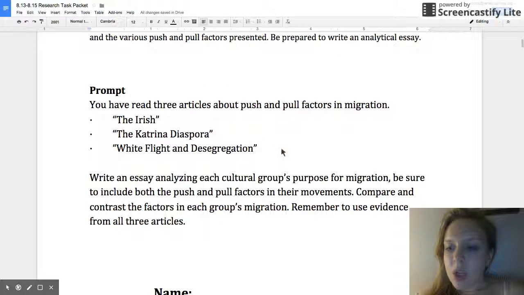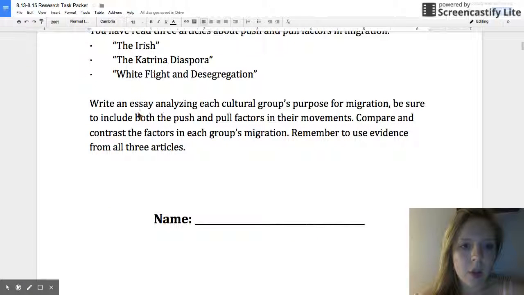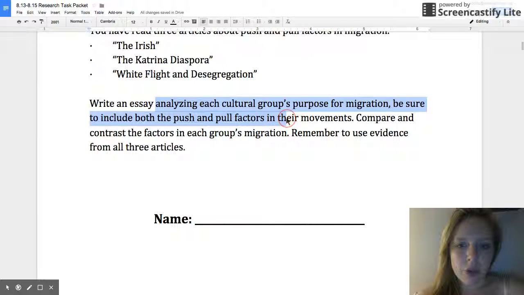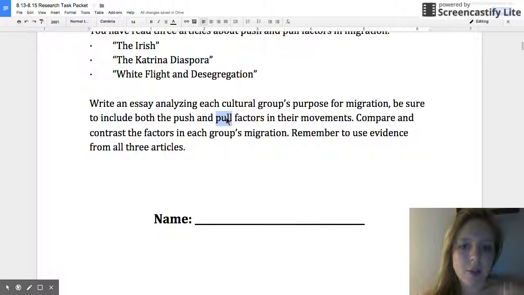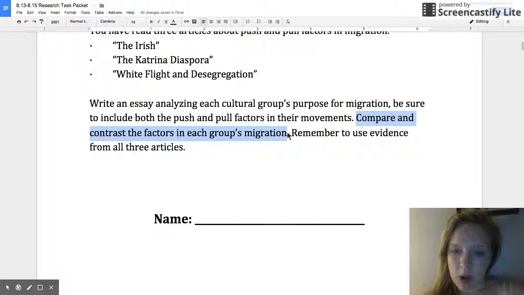Okay, so this is our prompt. We know we're going to be looking at 3 documents, and they're all about the push and pull factors in migration. The first document is the Irish, the second document is the Katrina diaspora, and the third document is white flight and desegregation. So here's our prompt. Write an essay analyzing each cultural group's purpose for migration, and be sure to include both the push and the pull factors in their movements. At the end of the essay, we will compare and contrast the factors in each group's migration, and then use evidence, of course, from all 3 articles. So go ahead and write your name at the bottom here. You're going to be using this packet today, tomorrow, and Friday for half of social studies.